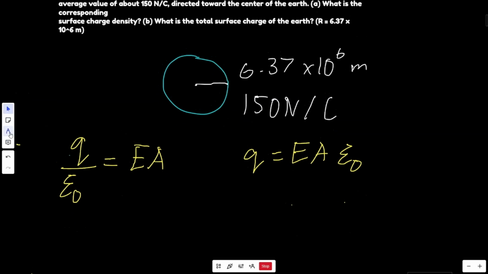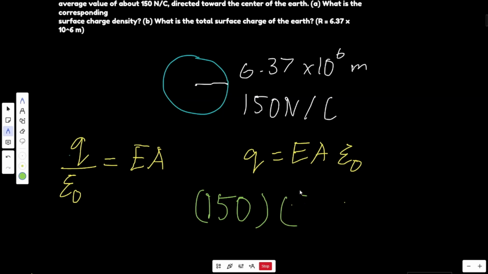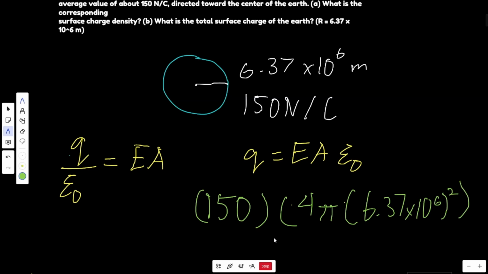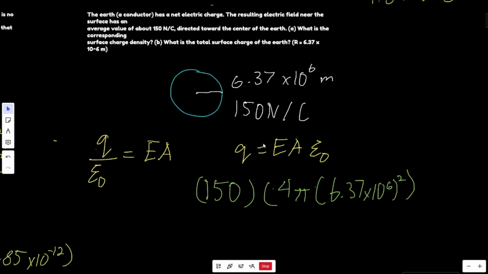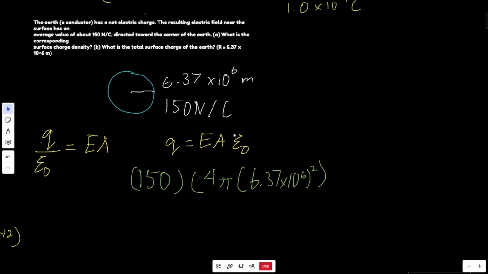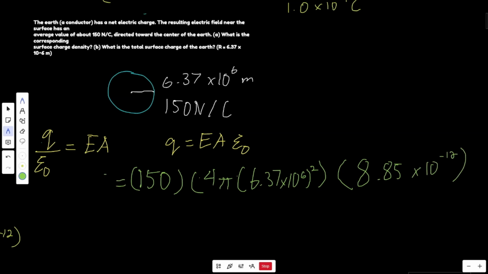So our given, we have the electric field at 150 newtons per coulomb times 6.37. Well, the surface area is not just 6.37, so we'll have 4 pi times 6.37 times 10 to the power of 6 squared, and then multiplied by epsilon naught, which is 8.85 times 10 to the power of negative 12. So putting this all together would give us our Q.